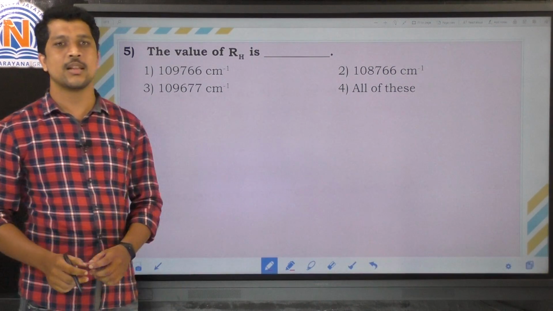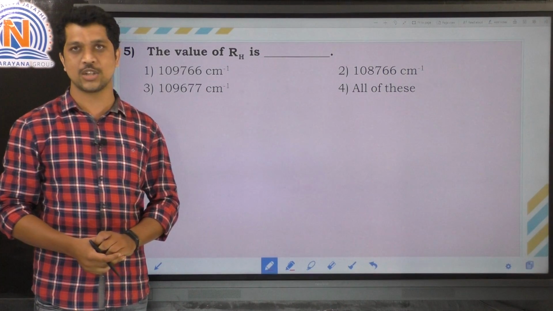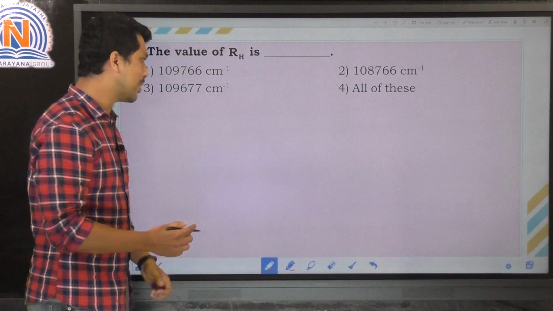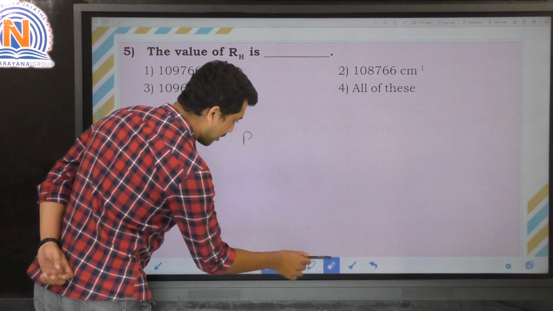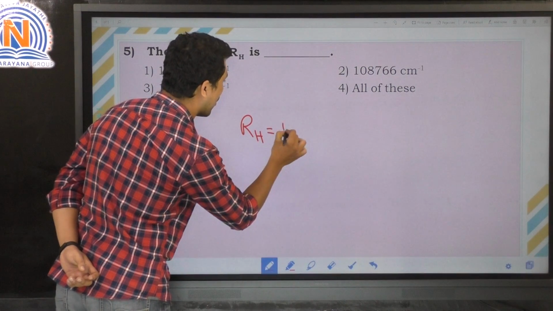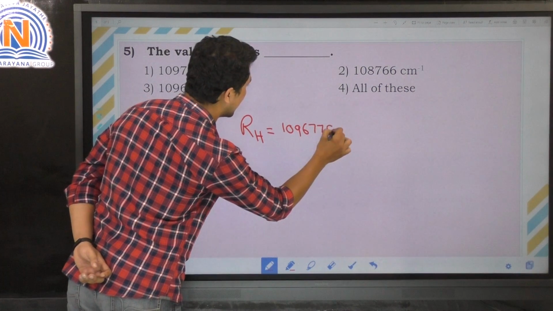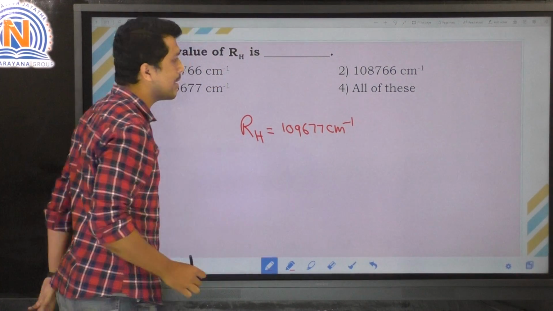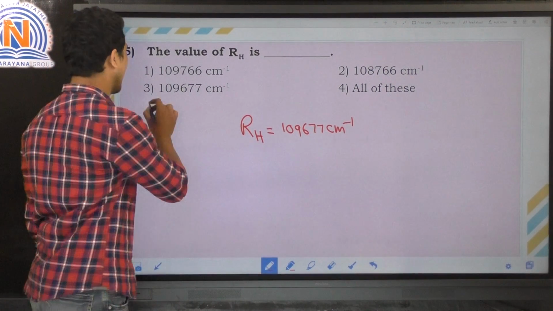So the question is, the value of RH is. RH is Rydberg constant, it has some value. That value is RH, capital H, equal to 1,09,677 centimeter inverse. So this is the Rydberg constant value. So the correct option is the third option.